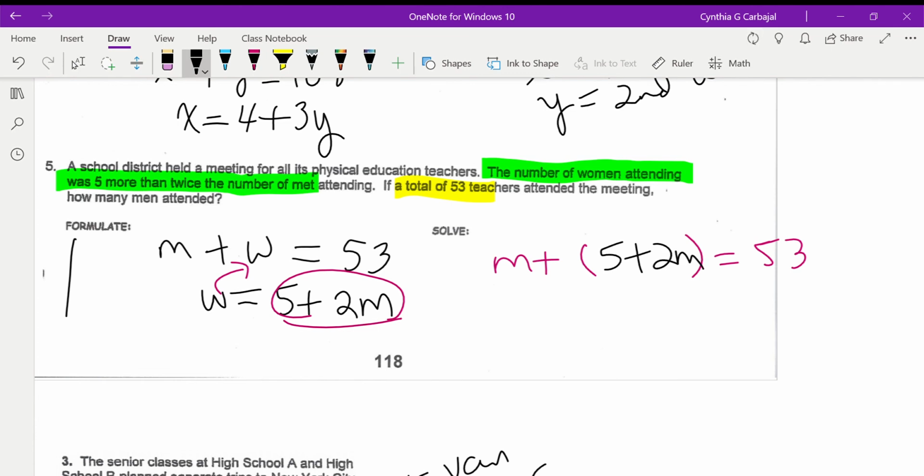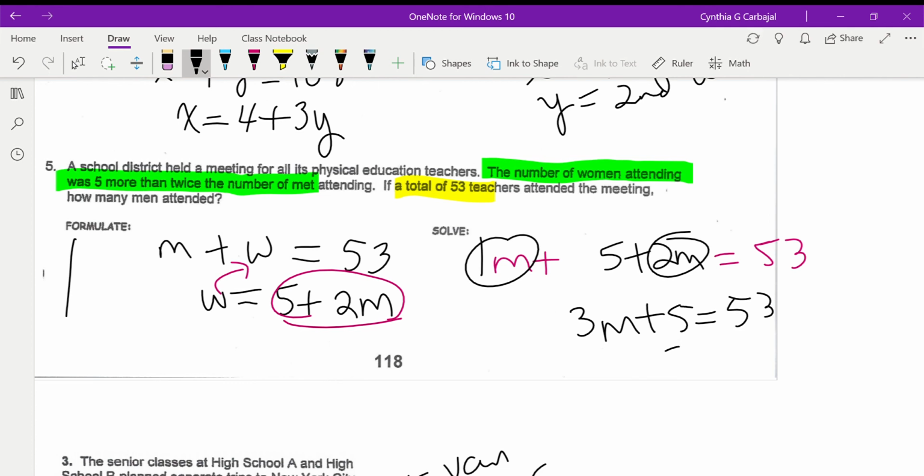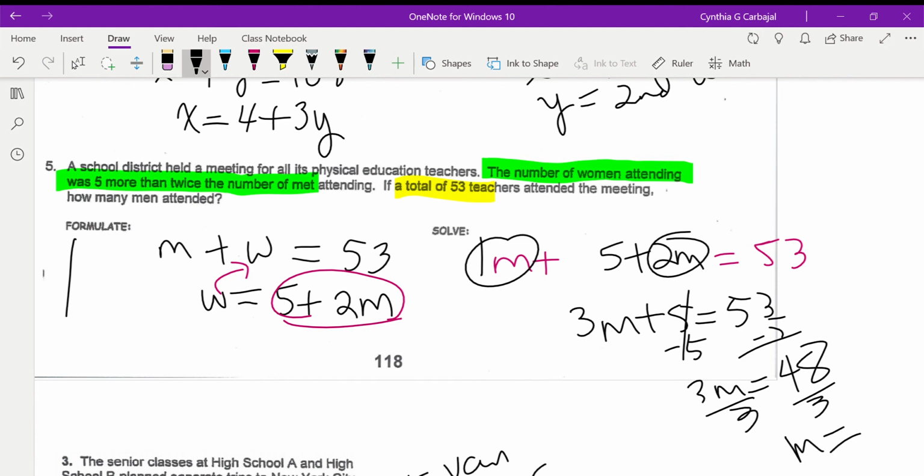And since it's addition and there's nothing in front, I don't have to worry about distributing, and I can just take off the parentheses and combine like terms. So I have 1m plus 2m's. Together they make 3m's, and then bring down the plus 5. And then there I can solve for m. So I'm going to subtract a 5, subtract a 5. 3m equals 48. Divide by 3, m equals 16.